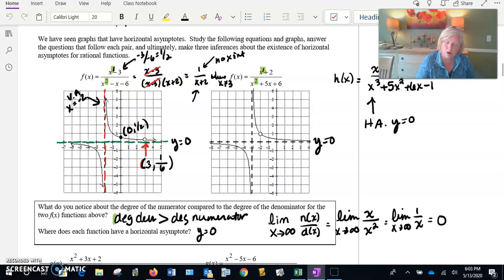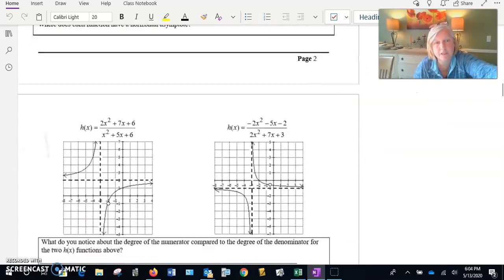And a very similar argument works for the left end behavior as well for polynomials. They're very similar to each other, so they're both approaching 0. So pretty much every time the degree of the denominator is larger than the degree of the numerator, you will have a horizontal asymptote at y equal to 0.